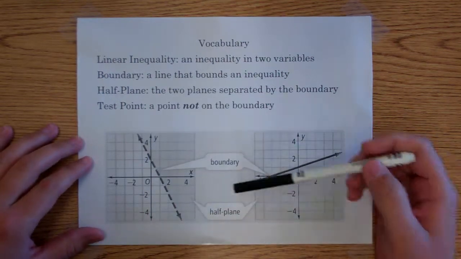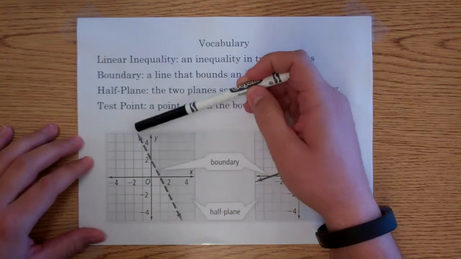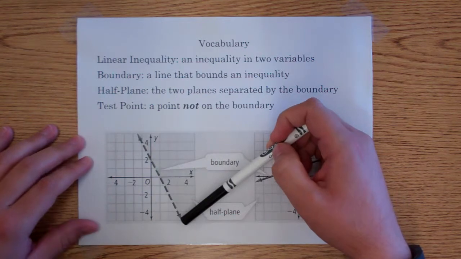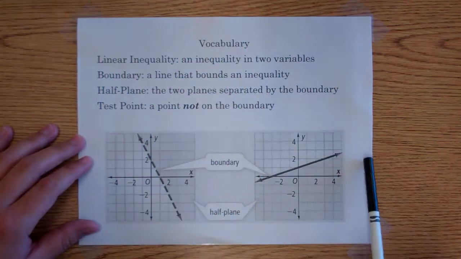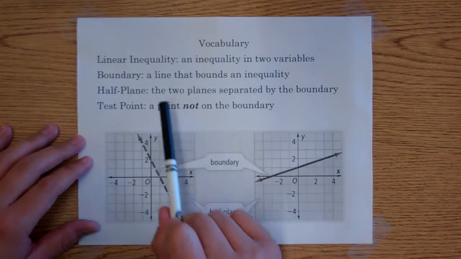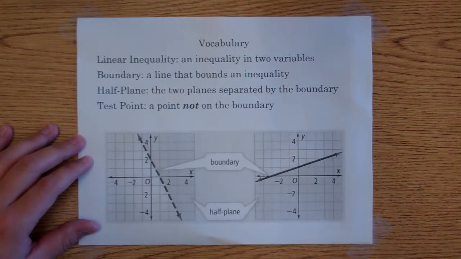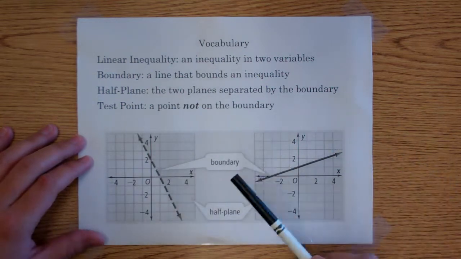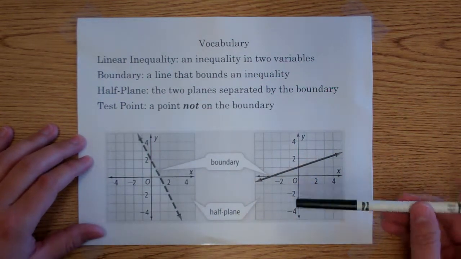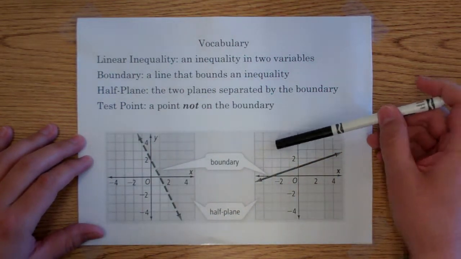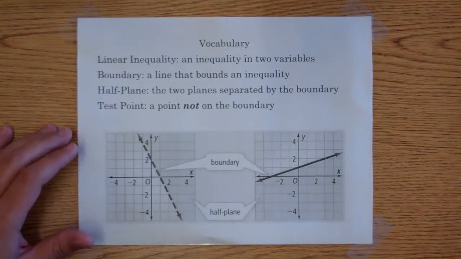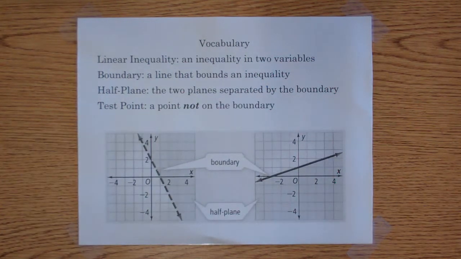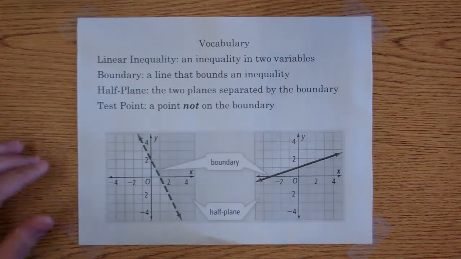When you solve your inequality, you're going to end up graphing a line. That line that you graph is your boundary line. Okay, that's the line that bounds the inequality. Half plane, the two planes separated by the boundary line. When you draw that line in, the part below it and the part above it are both called half planes, because just imagine you're splitting the entire coordinate plane in half. So you have two halves.